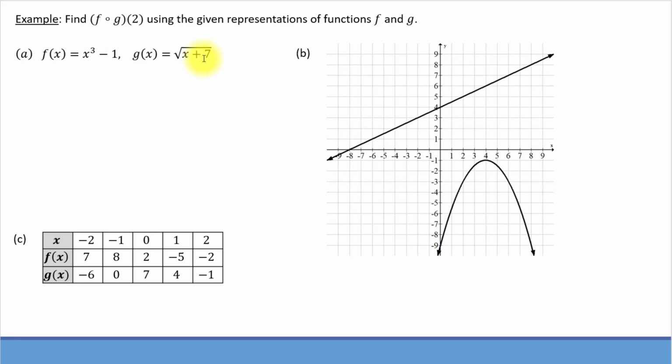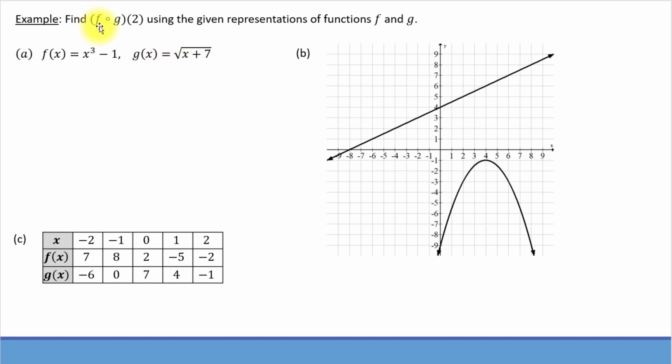So in the first case, both functions are defined by equations. In the second case, functions are defined by graphs. By the way, these are not the graphs of the given equations. And in the third case, both functions are defined by tables. Let's see how this works. First, let's use functions defined by equations.